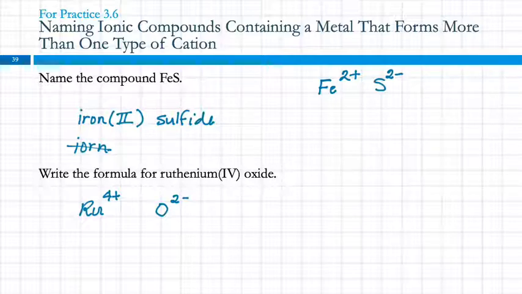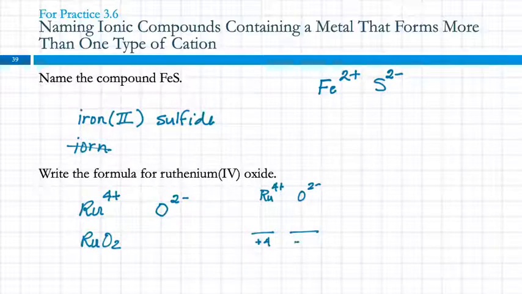Okay, how do we put these two together? They have to add up to 0. The charges have to add up to 0. I need 2 oxygens. So 1 ruthenium and 2 oxygens. So how did you do that? Well, I can draw the symbols. Ru 4 plus and O 2 minus. And if I look at the total here, I'm like, that doesn't add up to 0. I don't have enough negatives. So I can make another one of those, and then I have minus 4, and I'm good.